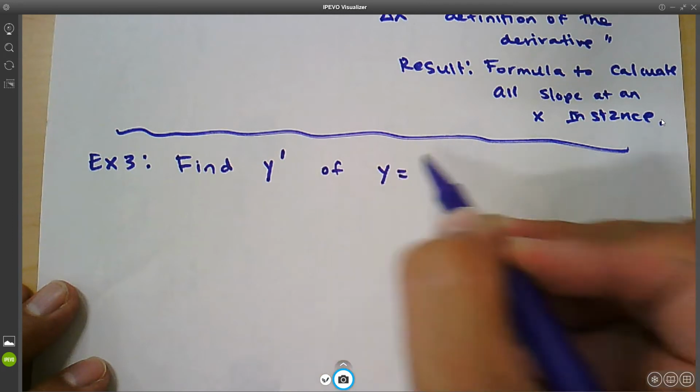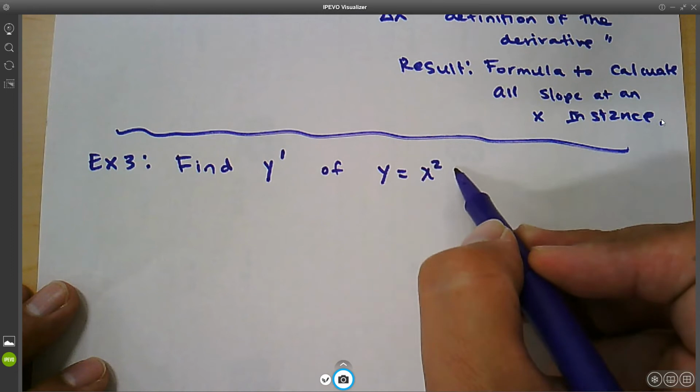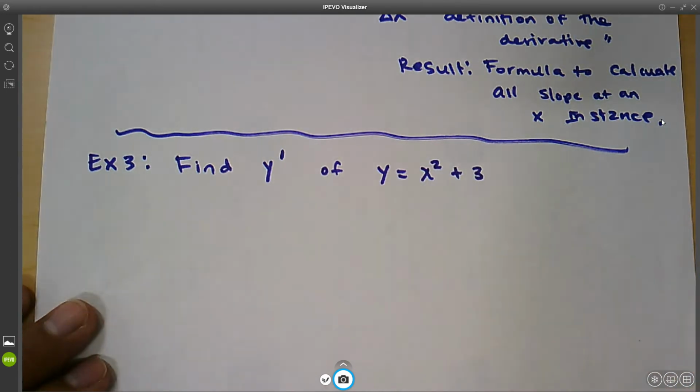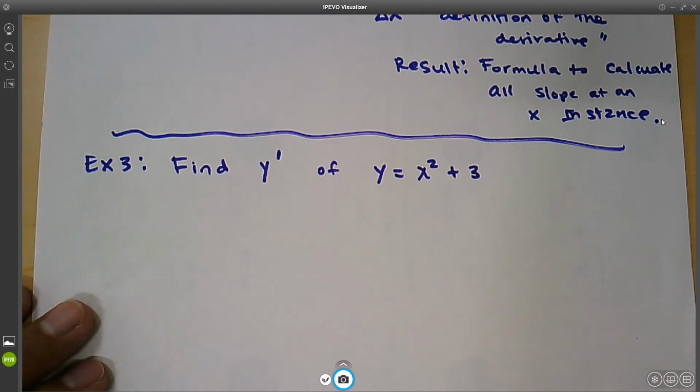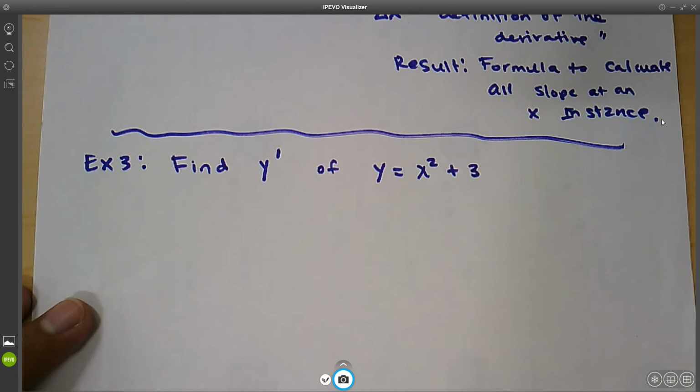Let's say we are asked to find y prime of an equation that looks like this. We'll start simple. x squared plus 3. They're not going to tell you the moment x equals something, because this is finding the equation to find all instantaneous rates of change.